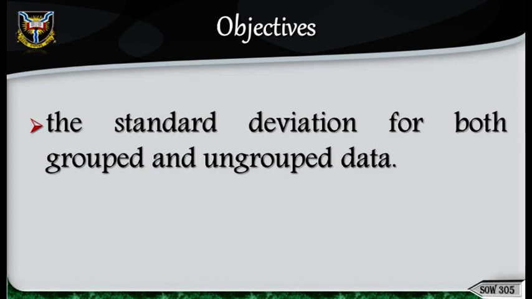Pre-test. 1. What is the variance for 3, 4, 5, 6, 5, 7? A. 1.67, B. 2, C. 2.5, D. 1.41. 2. What is the standard deviation if the variance is 22.7? A. 10.23, B. 4.76, C. 11.35, D. 5.25.